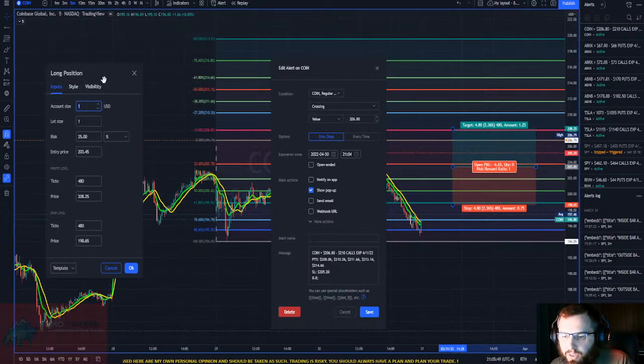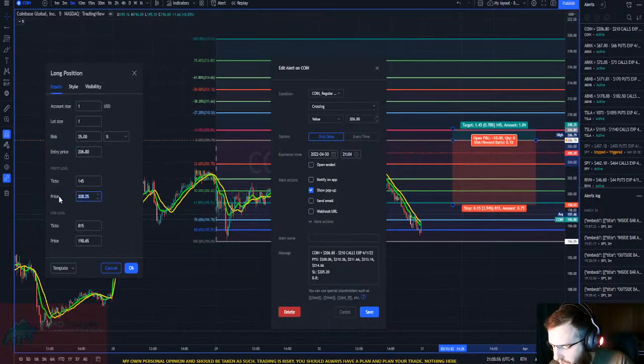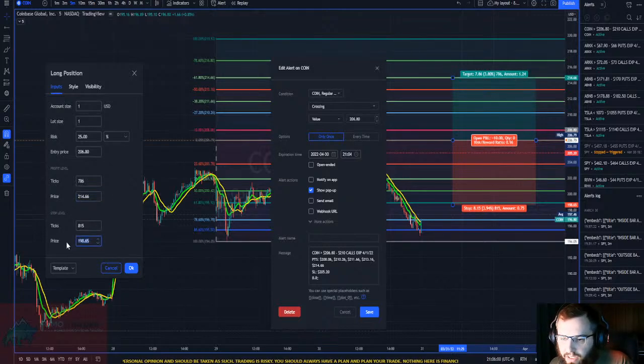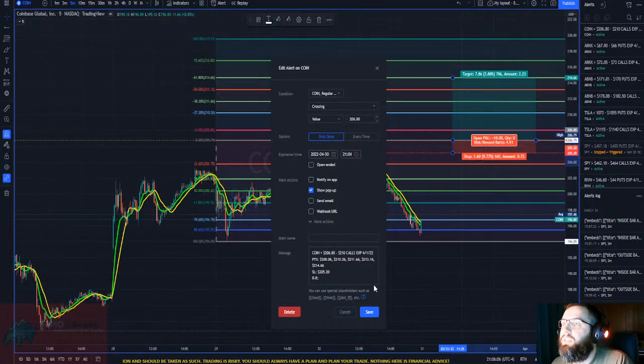We're going to calculate an entry of 206.80. Our final home run price target would be 214.66, way up there. And then our stop loss would be 205.20. Oof, 4.91. You know, 5 times your money. These are just phenomenal trades, phenomenal setups. Let them come to you. Posted that in the chat for you guys, and then we're going to save that.